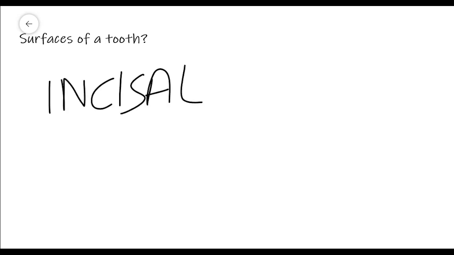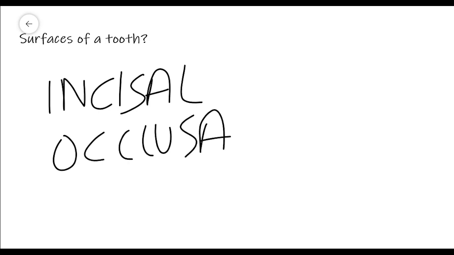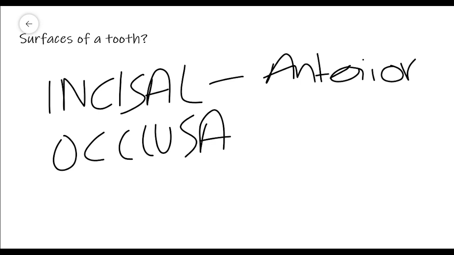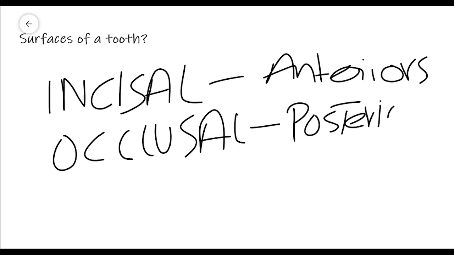Now, talking about the last surface of a tooth present in the oral cavity, that is the top part when you view the tooth from above. There are two terminologies: we have the incisal surface and then we have occlusal. Incisal is used for anterior teeth, and occlusal view we use for posterior teeth.